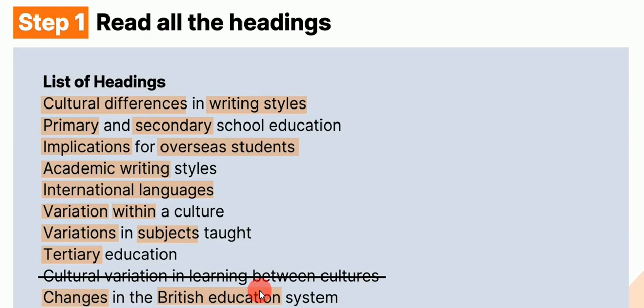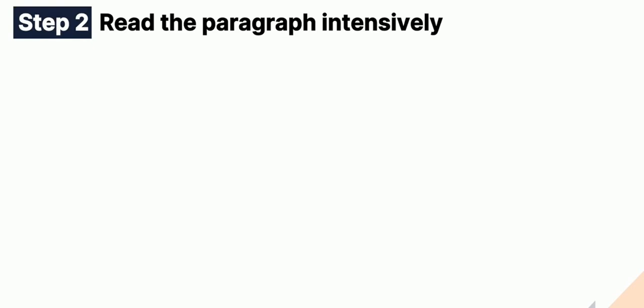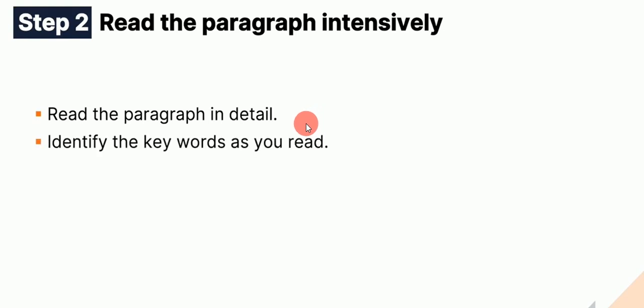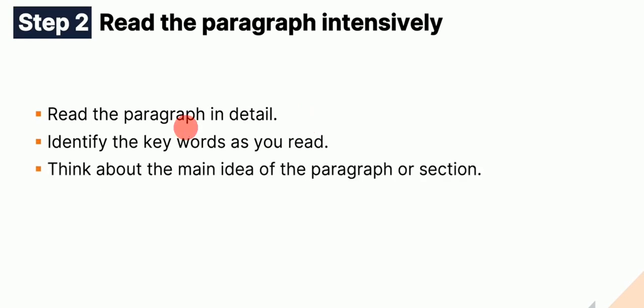Once you have read the headings, you need to read the first paragraph or section. You need to read it carefully and in detail. As you read the paragraph, look for the keywords that you found in the headings. At this stage, you should also be thinking about what the main idea is. And remember, the main idea is often in the first sentence of the paragraph, but not always. Therefore, it is better to read the entire paragraph if you have time.